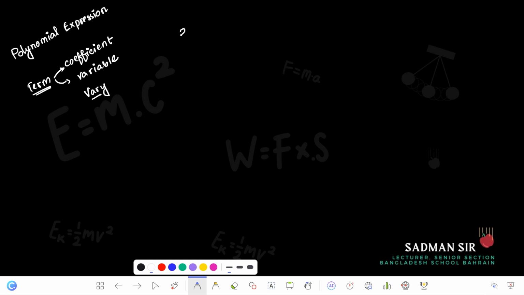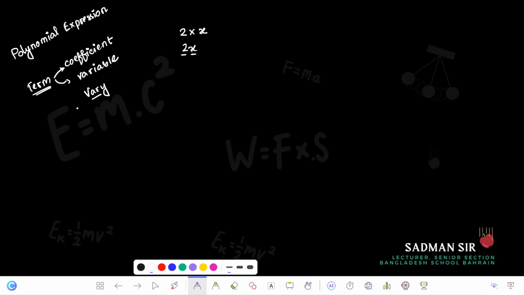For example, 2 into x, we can write this as 2x with no multiplication sign in between, because whenever there is multiplication, you know that we don't need to put the multiplication sign, but whenever it is divided, added or subtracted, we need to put the sign. So when we write 2 next to x, it means 2 into x. This is a term because here we have a coefficient which is 2 and a variable that is x. Now we can come to the topic of polynomial expression.